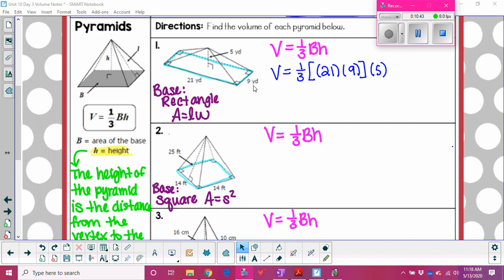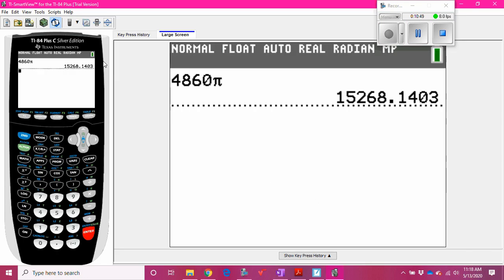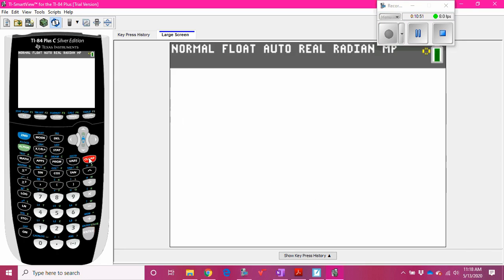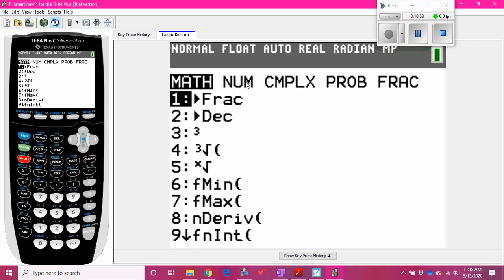Before we do this, I want to go through how to do this in your calculator to make sure that you are using the fraction part of your calculator. Let me clear what I have on here. To do the fractions, as I told you in class, you see this math button on your calculator, click that. You have all of these things that come up: math, number, complex numbers, problem, fraction. I want you to choose this fraction over here, not this one underneath math.